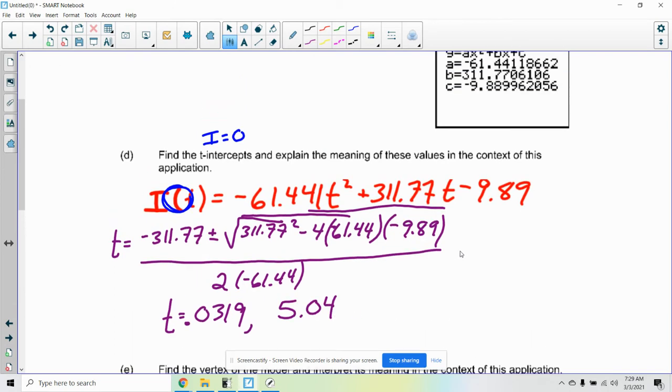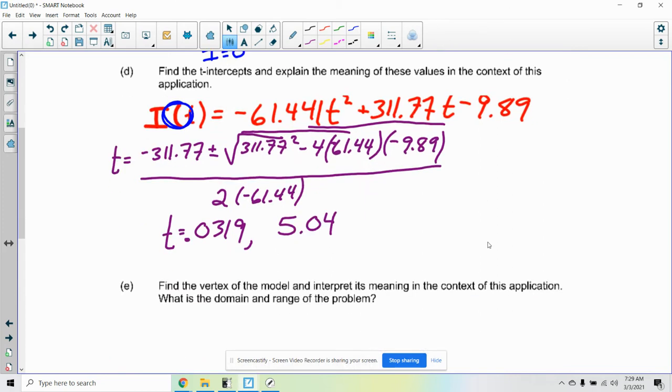Okay. And what does this mean in terms of the problem? Well, after 0.0319 hours and 5.04 hours, there will be no ibuprofen in the bloodstream. Okay. So basically, these aren't exact because the data is not perfect, but this is basically there's no ibuprofen in the bloodstream before you take the medicine, and then after 5 hours, the medicine will be depleted. It will be out of your system again.